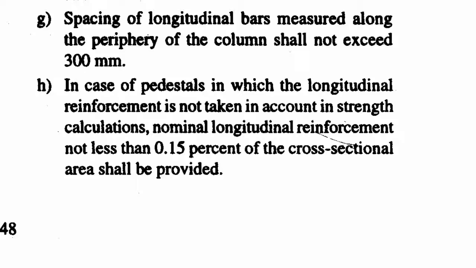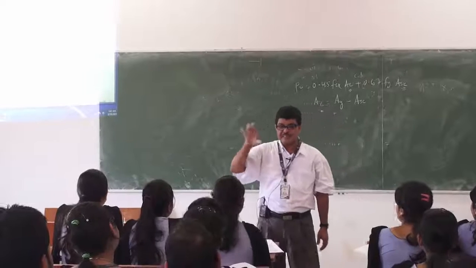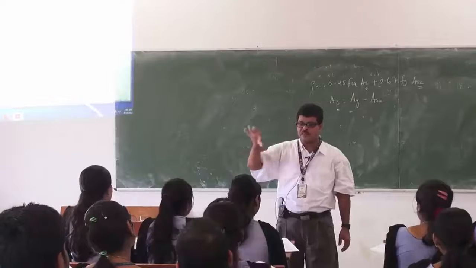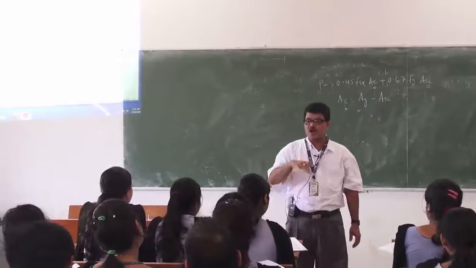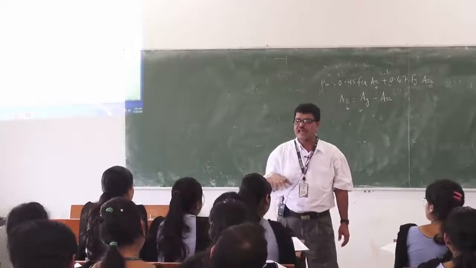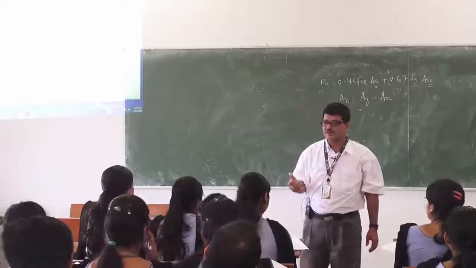Okay. Next, what is the spacing? The spacing of longitudinal bars measured along the periphery of the column shall not exceed 300. What it says is, if you are getting the number of bars, the bars shall be equispaced along the circumference, but in no case shall the spacing exceed 300. The spacing of the bars along the periphery of the column in case of a circular column or a helical reinforced column shall not exceed 300 millimeter. You have to find the spacing.